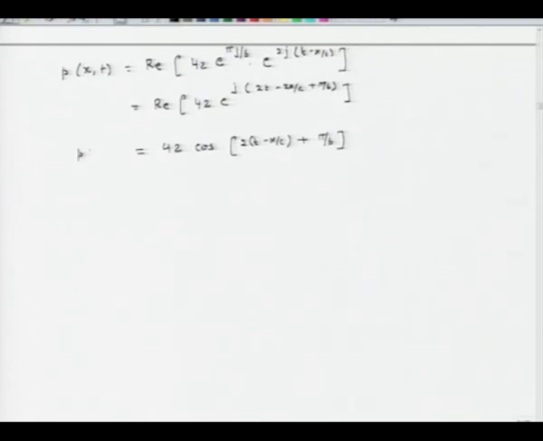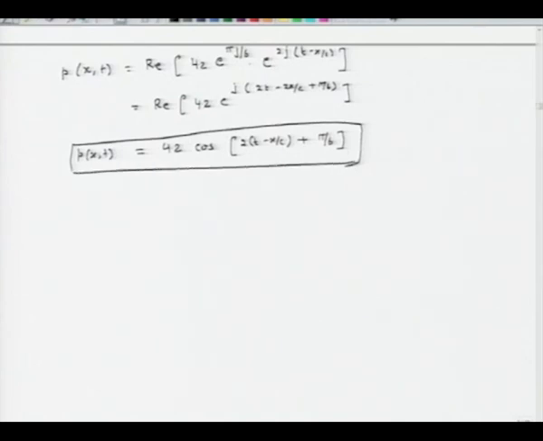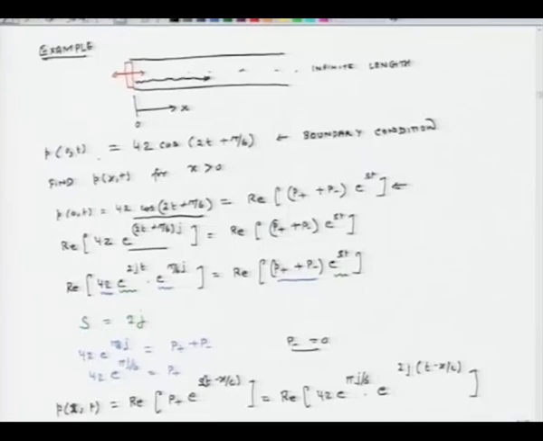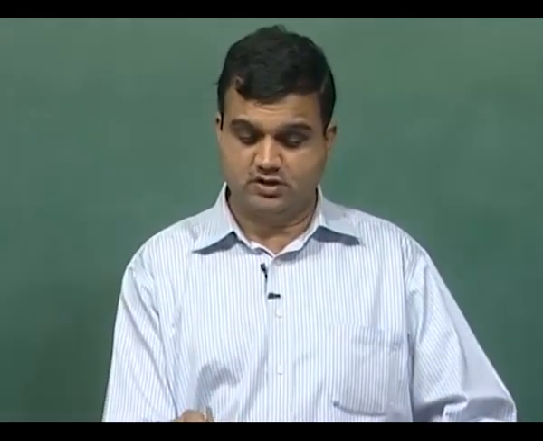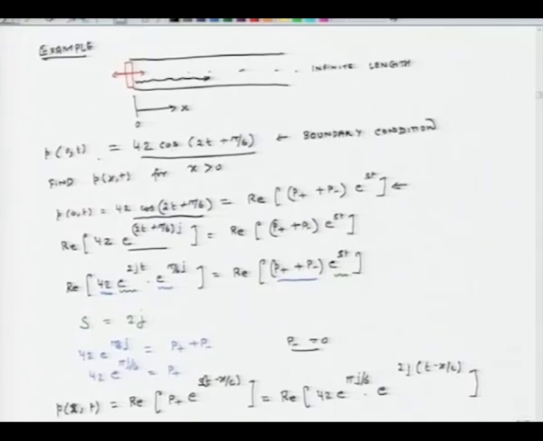So, this is my relation for P of x and t. This is the steady state solution for the example of a wave traveling in a tube which is infinitely long, and at x equal to 0 there is a piston which is generating a forward traveling wave whose form is of this type, 42 cosine(2t + pi/6).